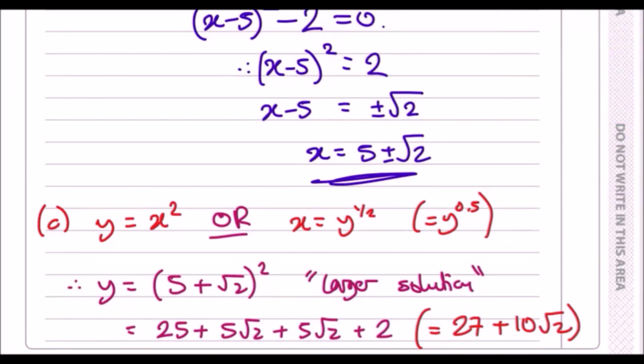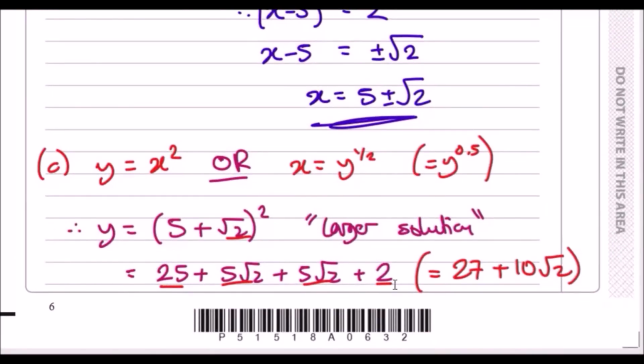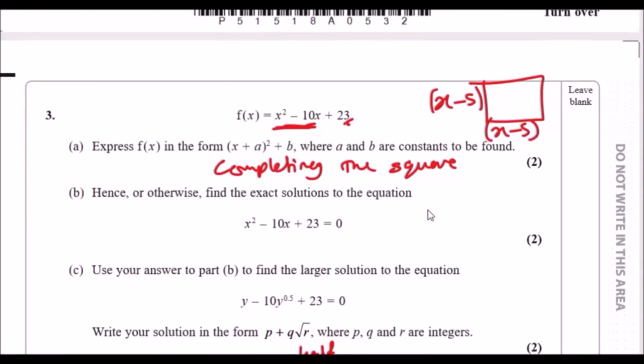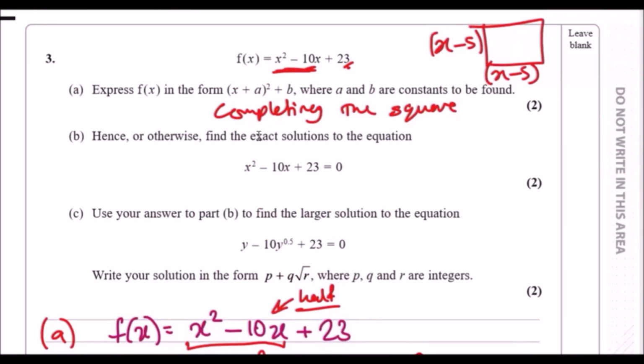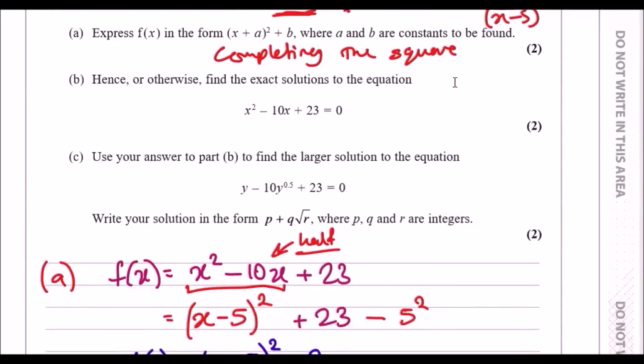So you get 5 times 5 is 25, 5 times root 2 is 5 root 2, root 2 times 5 is 5 root 2, and then root 2 times root 2 gives us a whole 2. Then collect everything: 25 and 2 is 27, and adding the 5 root 2s, you get 10 root 2. And that's it. Question and problem solved. So question 3 isn't really difficult. Once you get through this completing the square bit, it's rather straightforward, I guess.